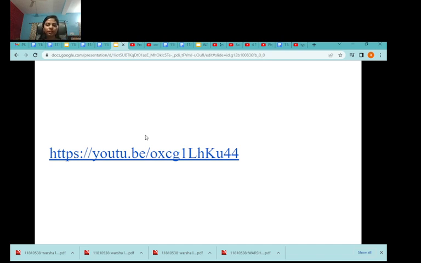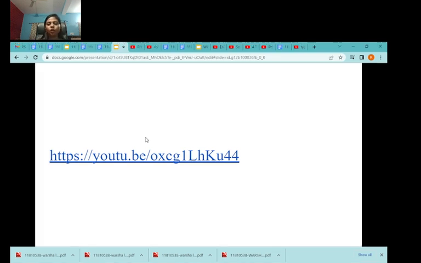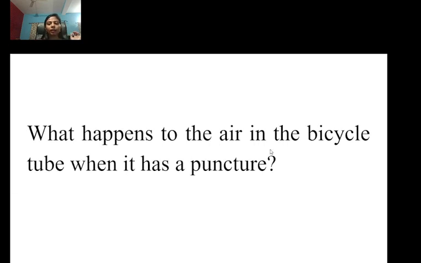So gases also exert pressure on the walls of the container. You have seen this in the video very well, right? Now students, what happens to the air in the bicycle tube when it has a puncture? What is happening to the air in the bicycle tube when it has a puncture? The tube gets deflated, right? That is why it has happened.